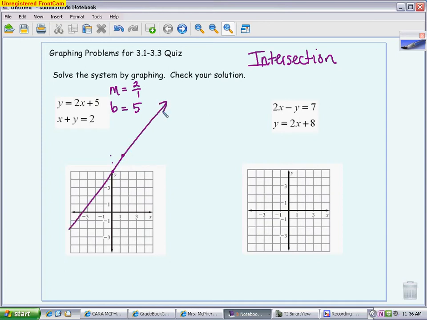It really helps with these problems when you're doing it on a quiz to use the side of your agenda or the side of your test folder so you get a straight line, because the accuracy of your answer depends on the accuracy of your picture.